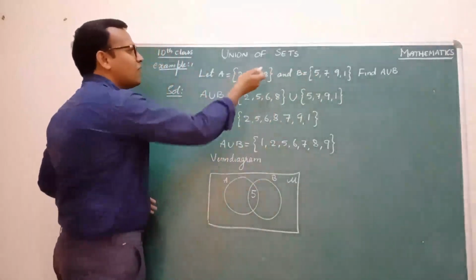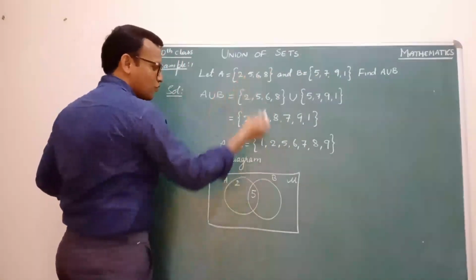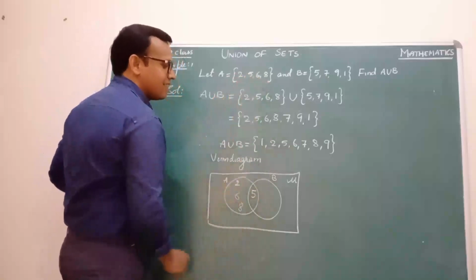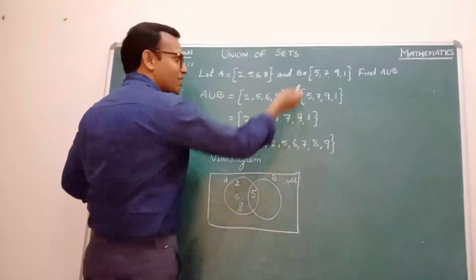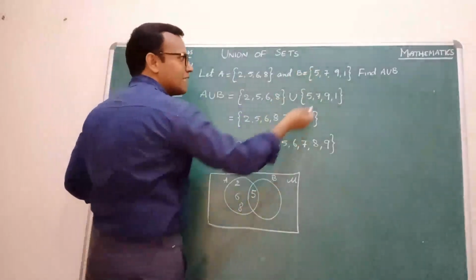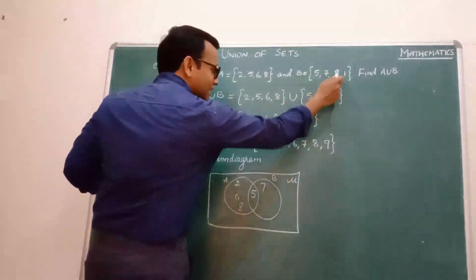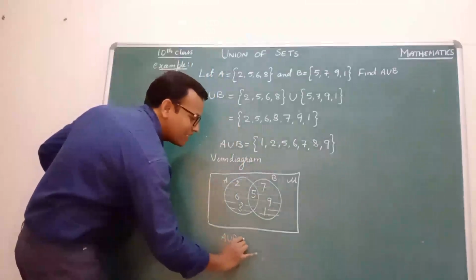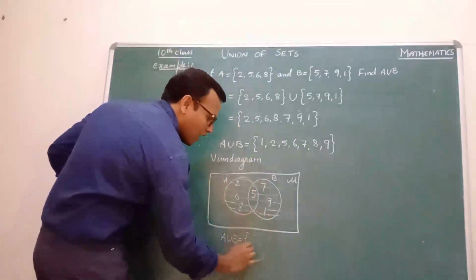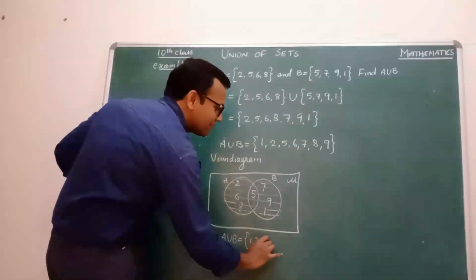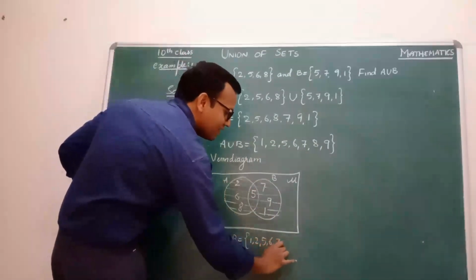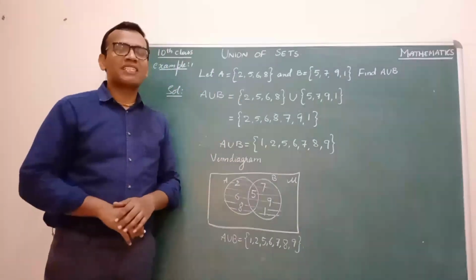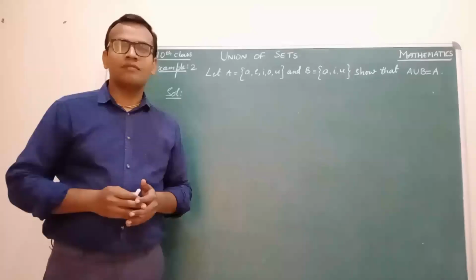Now, in set A, what elements are present? 2, 5 is there in the common area, 6 and 8. Now, in set B, what elements are there? 5 is there in the common area of A and B, 7, 9 and 1. Let me write here, A union B is equal to the set of 1, 2, 5, 6, 7, 8 and 9. So this is the way of representing A union B in a Venn diagram.